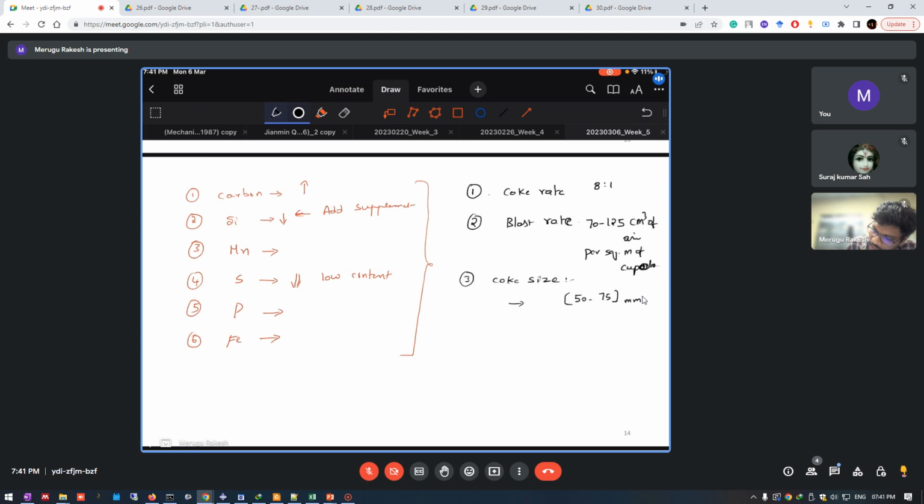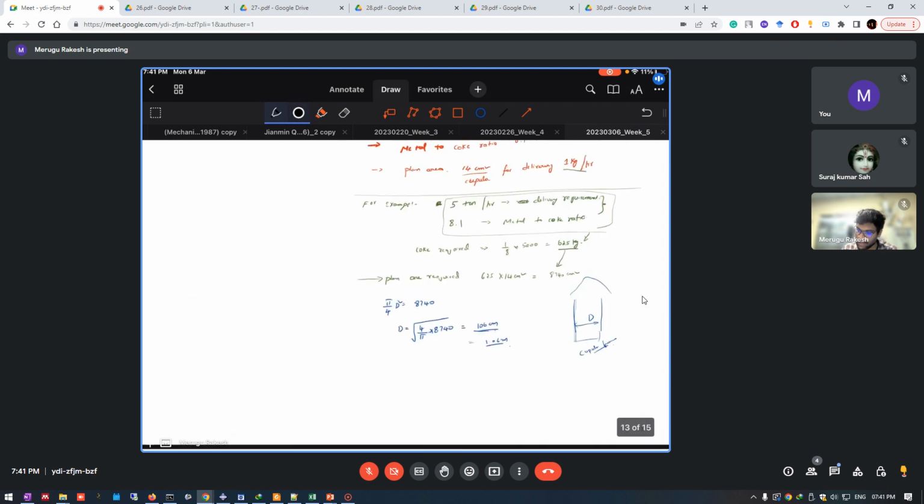This is along with the charge. In the bed, we have a coke bed, and it should be 125 to 150 mm. So these are the parameters that need to be foreseen in cupola furnace design.